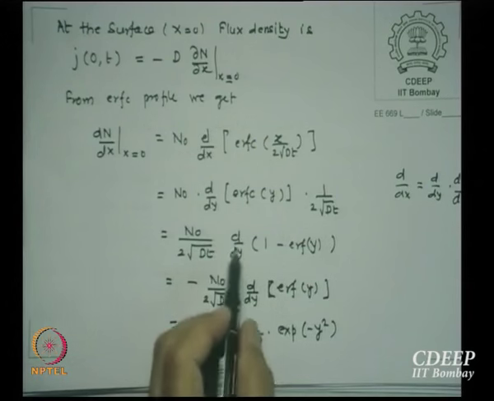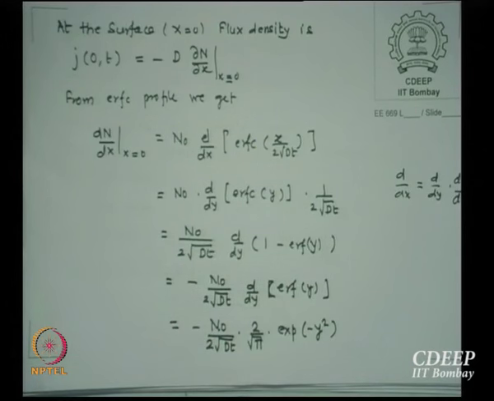So, I write d by dy of 1 minus error function y, and well, the differential of a constant 1 is 0, and the differential of this is still there, so a minus sign appears, minus N0 upon 2 root Dt, d by dy of error function y. Is that clear? The idea is to get a term which algebraically I can find. Okay.